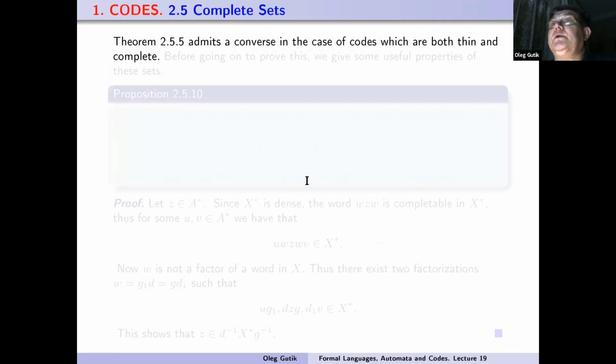Theorem 2.5.5 admits a converse in the case of codes which are both thin and complete. Before going on to prove this, we give some useful properties of these sets.